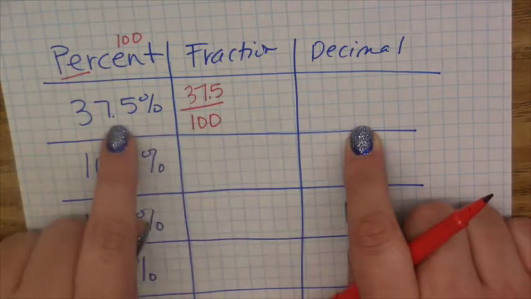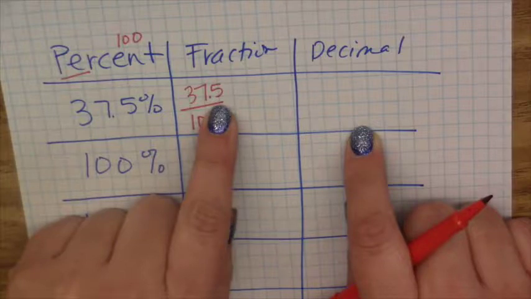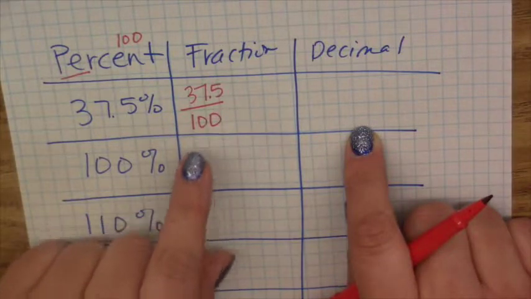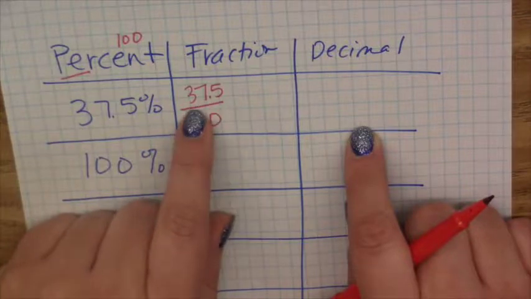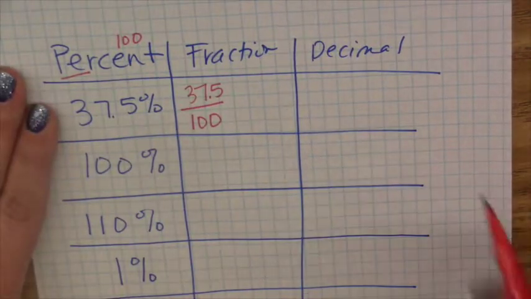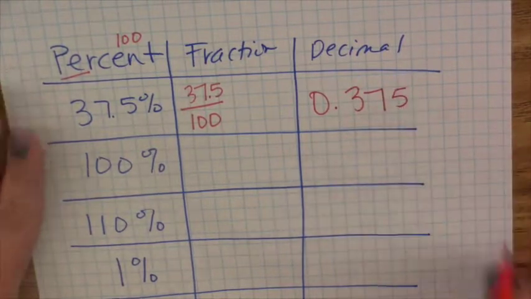So we're taking this number and dividing it by 100. Now, hopefully in previous years you learned or figured out that when we divide by 100, we take the decimal point and we move it to the left 2 places. So our decimal would be 0.375.